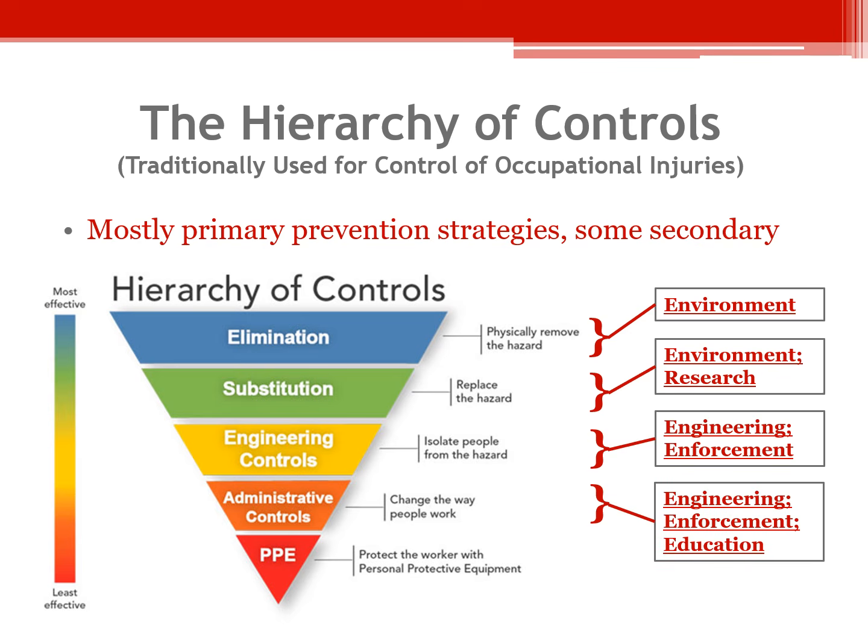Next down on the hierarchy of controls are administrative controls. This is changes that are made to the way people work, or in the case of non-work environments, the way that people interact with a particular hazard. And when we get to administrative controls, we're dealing with engineering, enforcement, and education, potentially. And at the very bottom of the hierarchy of controls is personal protective equipment, or PPE.